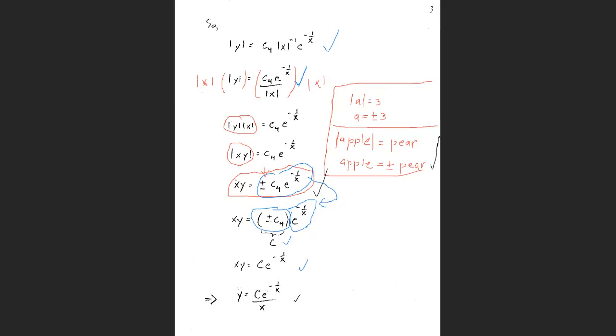And so y equals then the solution. This is the answer, class. y does equal capital C, that constant, times e to the -1 over x divided by x. And of course, that represents a family of solutions, right? This is a general solution to the differential equation. It's a family of solutions.